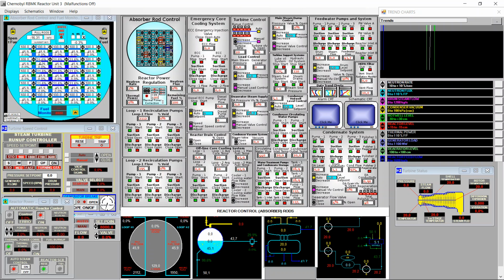We are in the source range, but it is increasing. And you see that the central core is almost totally withdrawn. It's only 20% in the rod, so I think I will withdraw it totally and then go to the full core. Okay, what else? The aerator system. We need to set it into auto and open the aerator vent valve.